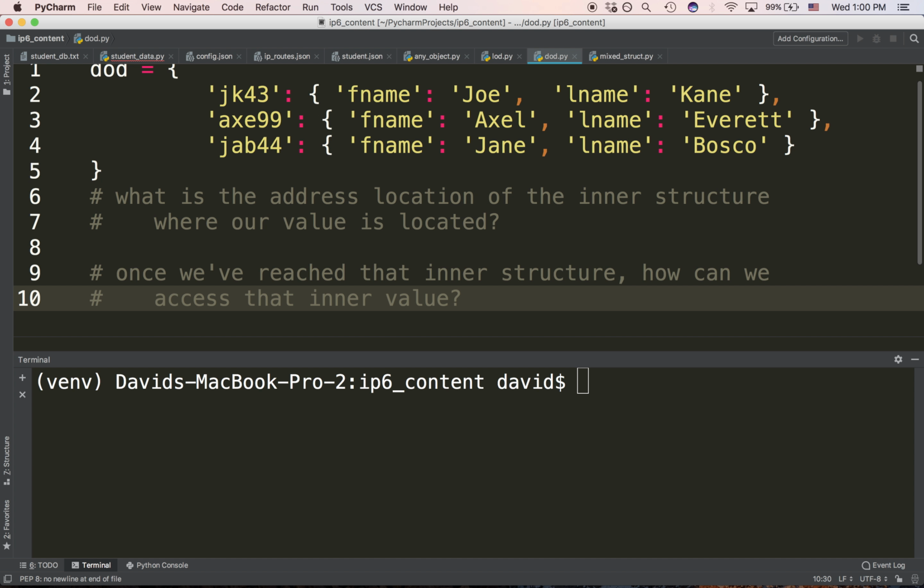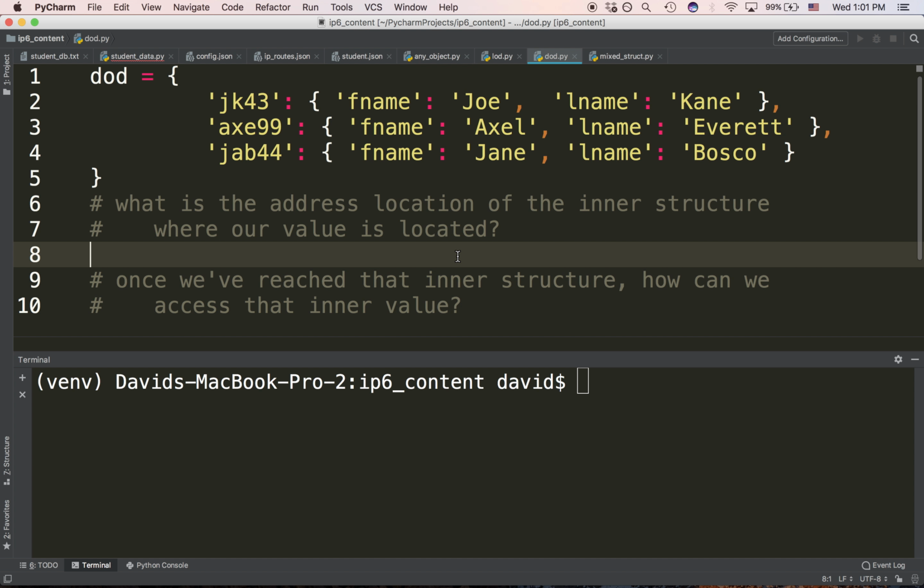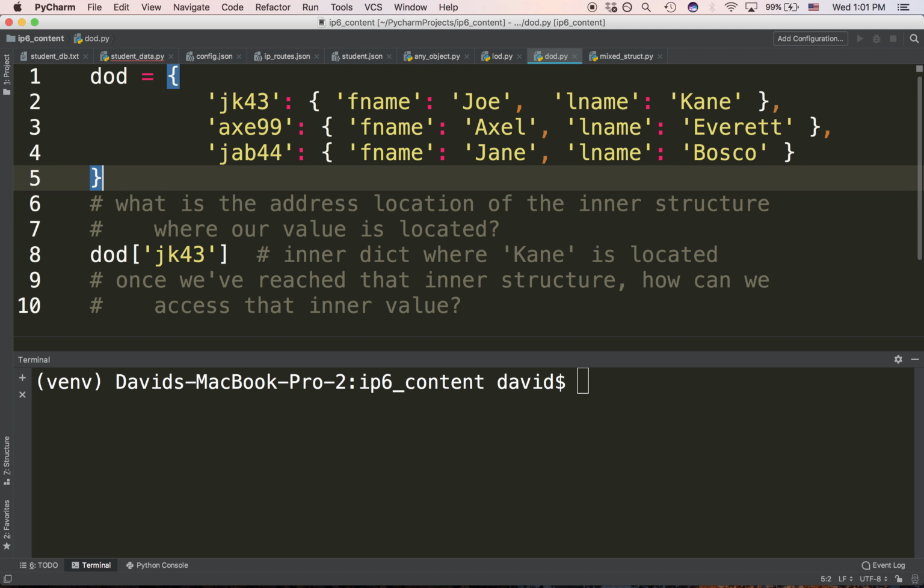The first question, what is the address location of the inner structure where our value is located? And by inner structure, of course, I'm talking about that inner dictionary. Well, we find it at DOD JK43, right? Because you know that in order to get a value from a dictionary, we give it the key and a subscript, and we'll get back the value. That should give me the inner dict where cane is located. That was the first thing we wanted to do.